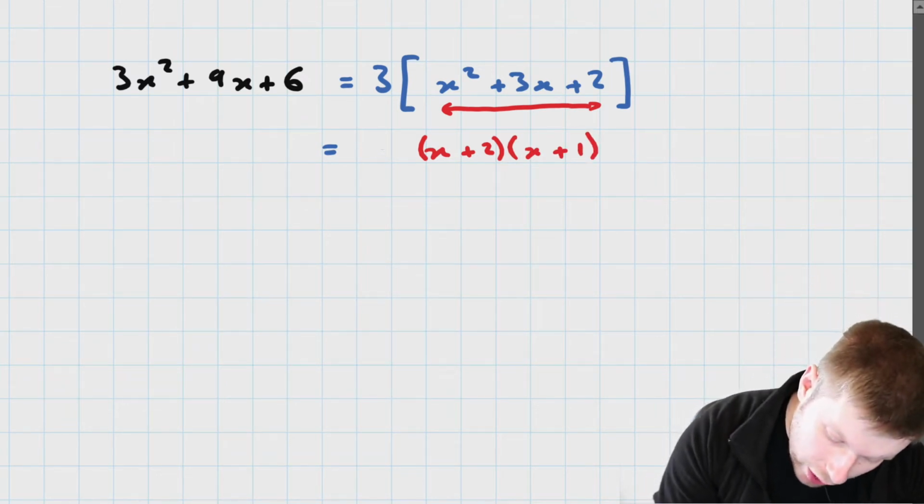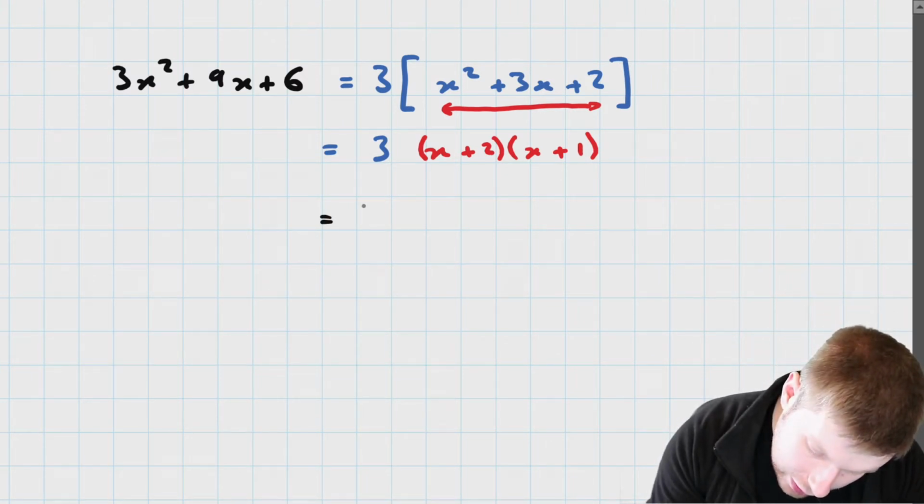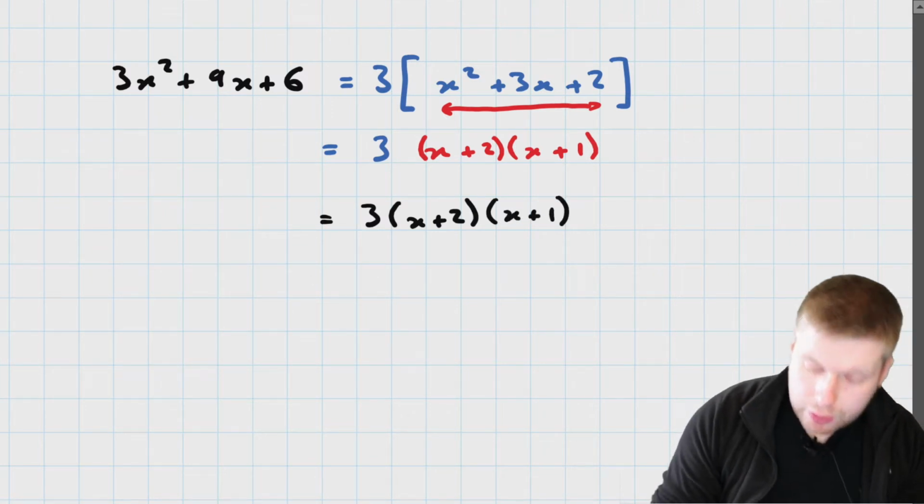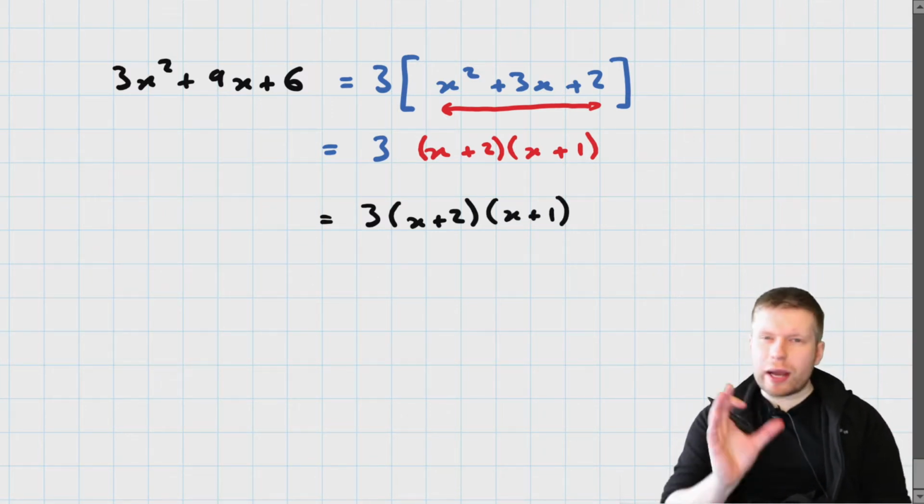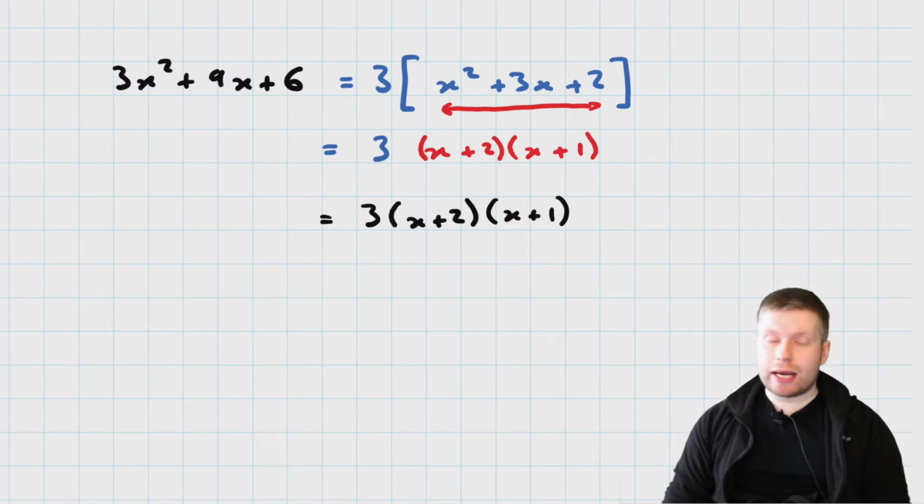And I'm just going to make sure that I carry the 3 down. So therefore, if I wanted to fully factorize this, this is going to be 3 times x plus 2 times x plus 1. Okay, so that's a specific example, and it's always good to look for examples like that because sometimes they can really help you out.